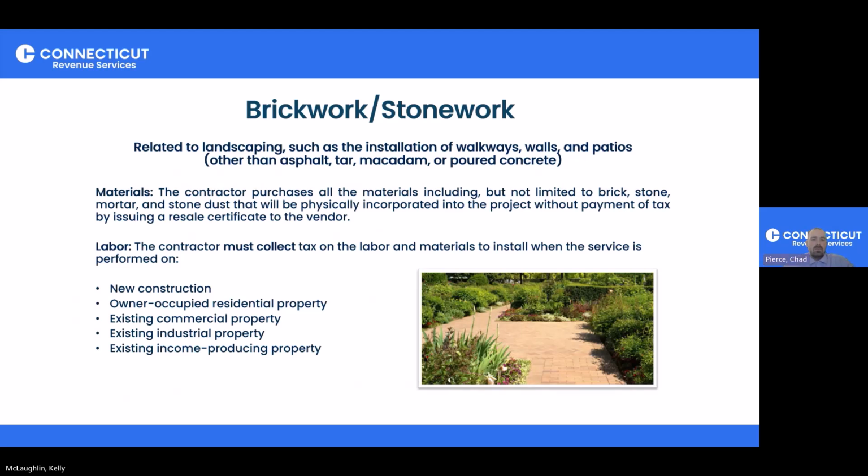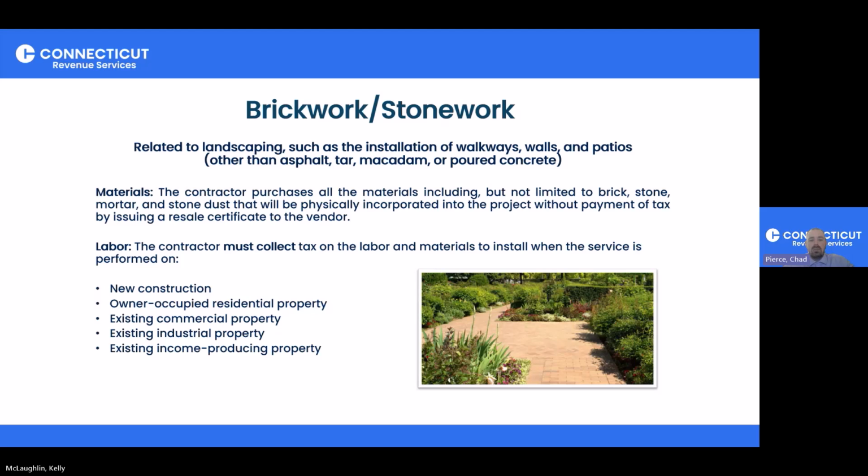Now, in this example of brickwork and stonework, we have work related to landscaping, such as the installation of walkways, walls, and patios, other than asphalt, tar, macadam, or poured concrete. So just like the example of the mulch bed, in this example, the contractor purchases all the materials, including but not limited to brick, stone, mortar, and stone dust, that will be physically incorporated into the project without payment of tax by issuing a resale certificate to the vendor. So when they complete this job, they're going to buy all of the materials on resale.